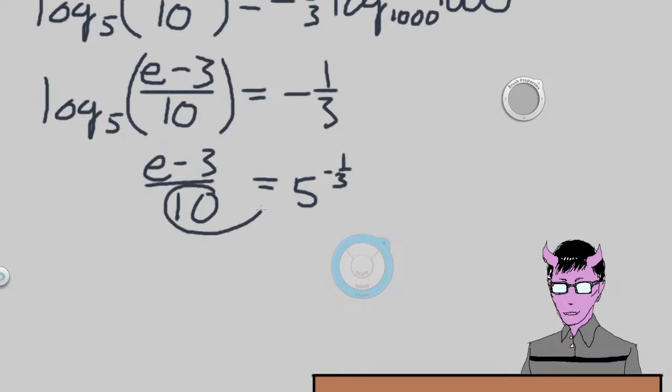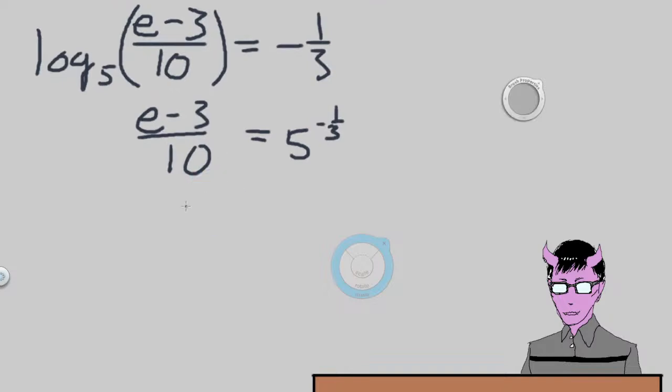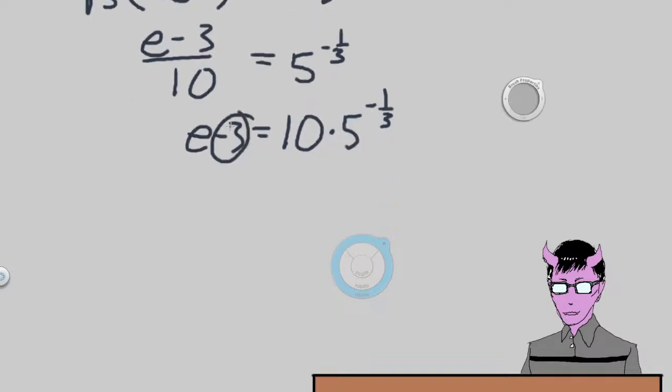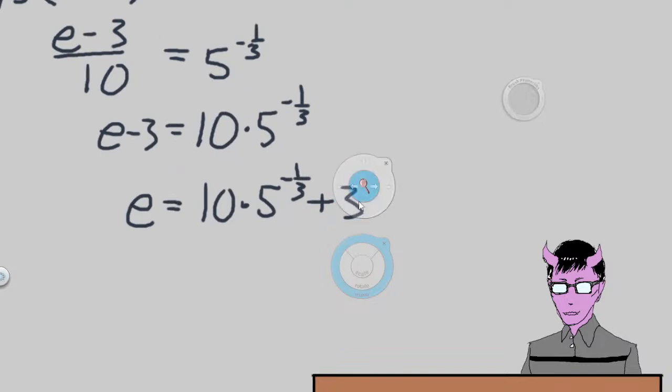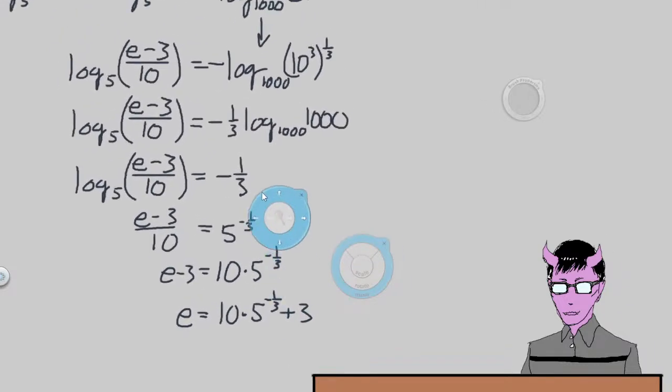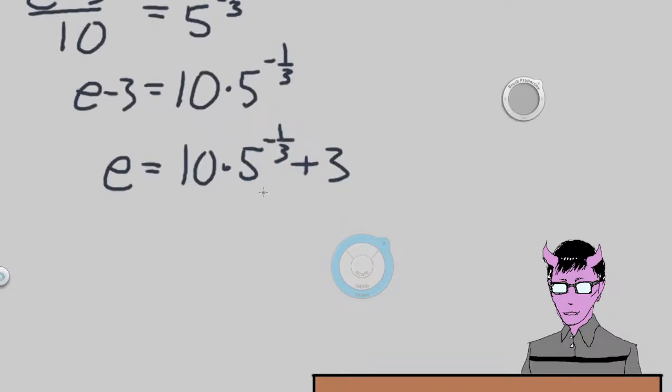So we can multiply 10 to both sides to clear the fraction because we're trying to solve for e. So multiply 10 to both sides. So e minus 3 is equal to, very awkward, 10 times 5 to the power of negative 1/3. And then we could add 3 to both sides. So e is equal to constant times constant plus constant. So we're done with the problem at this point. It's not the most pleasant looking solution.